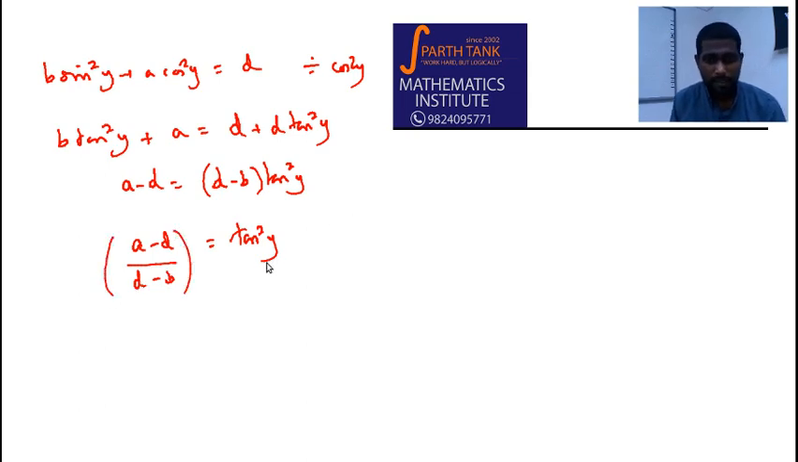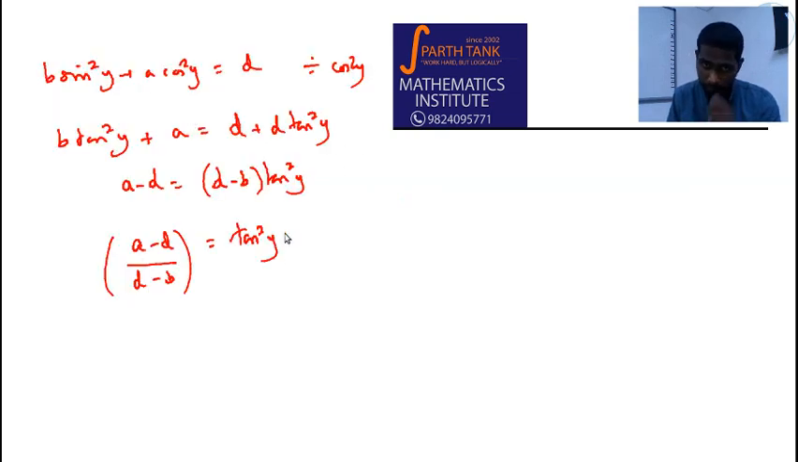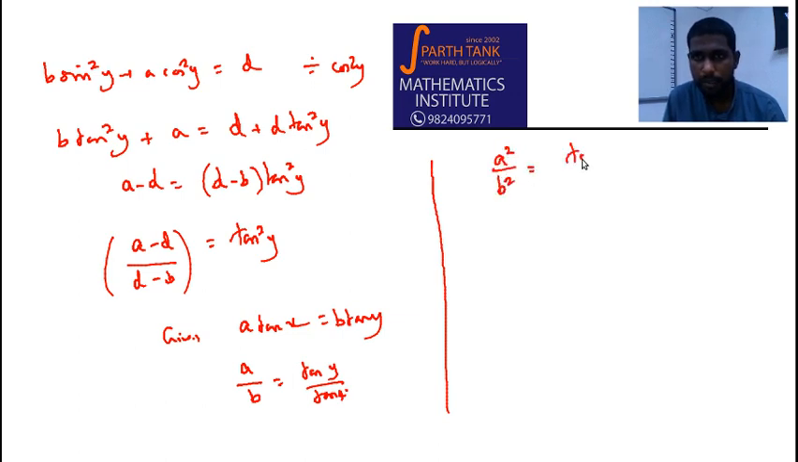Now I have tan square x and tan square y, and they have given us one more condition, A tan x is equal to B tan y. So A by B is going to be tan y by tan x, or A squared by B squared is going to be tan squared y by tan squared x. Now we have expressions for tan squared y and tan squared x.